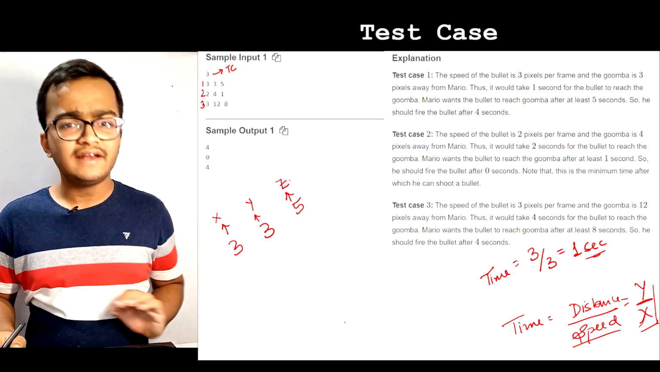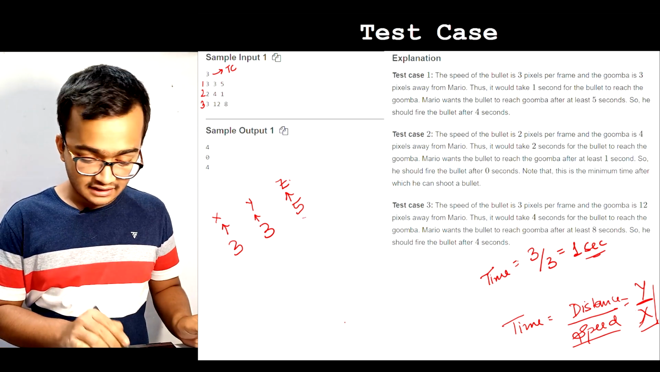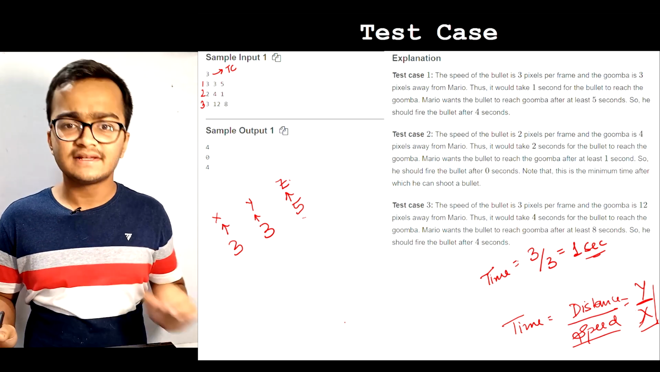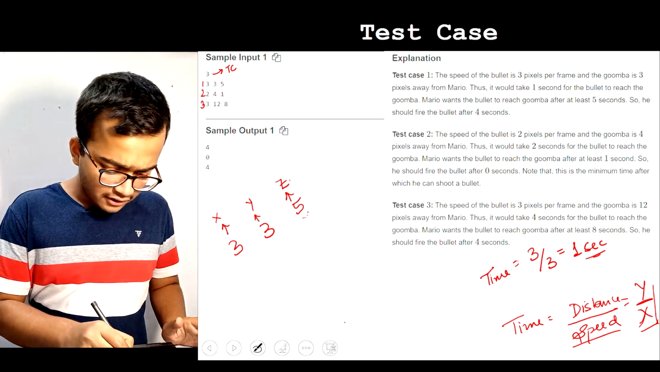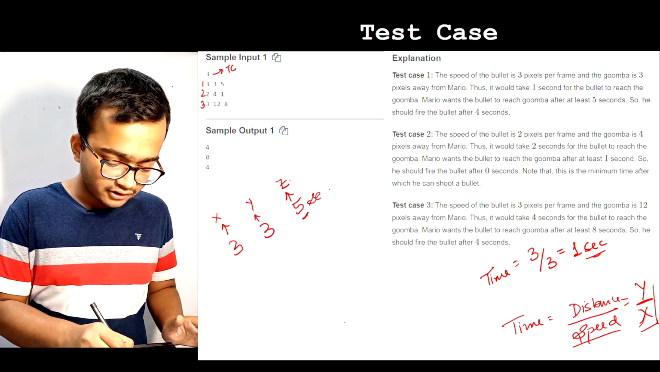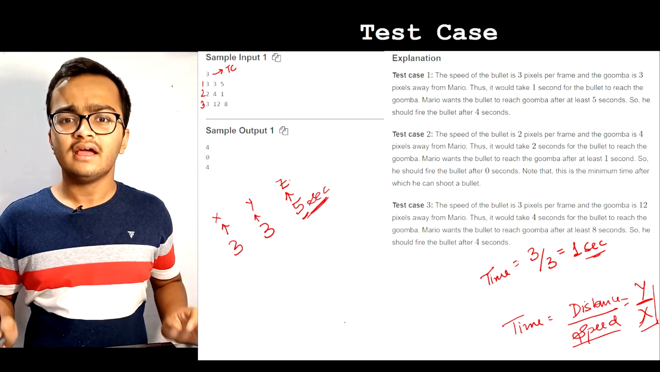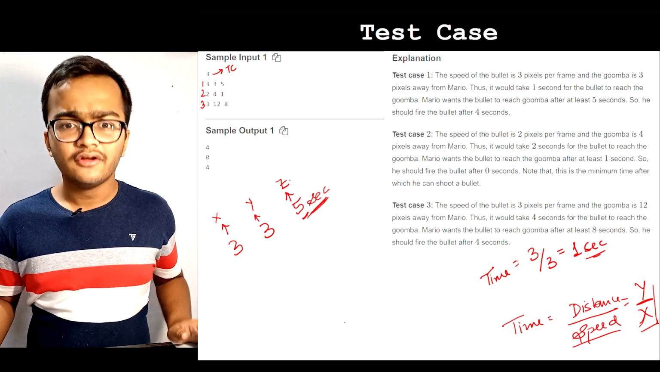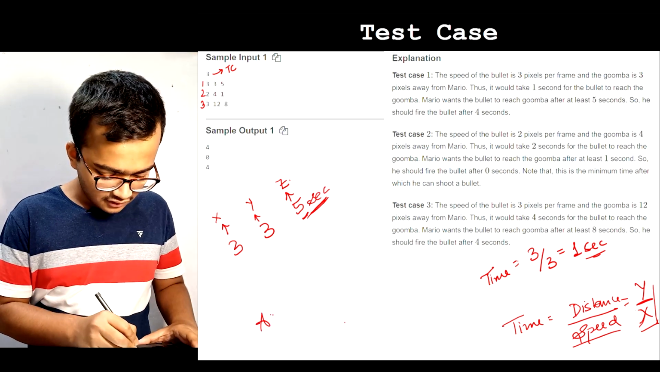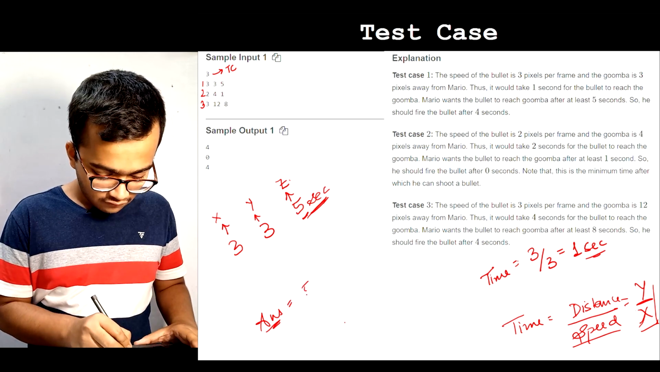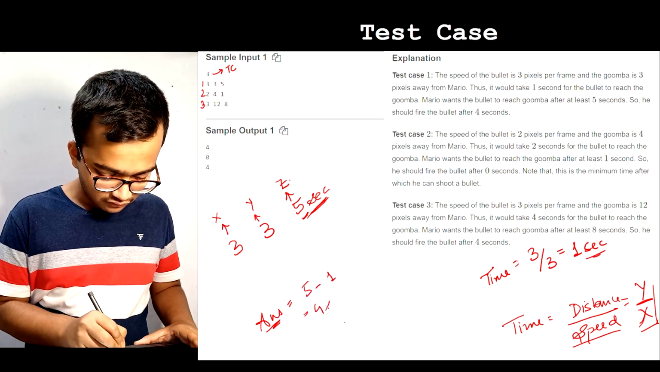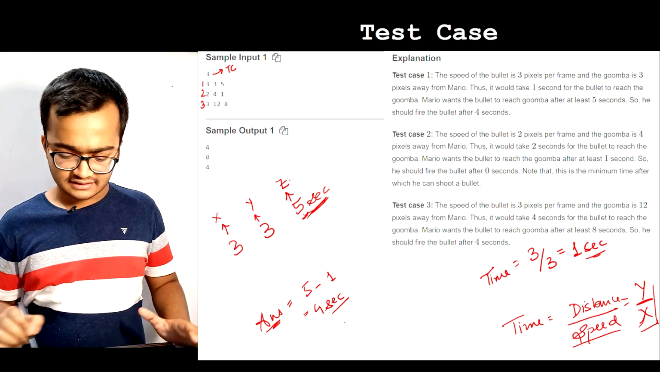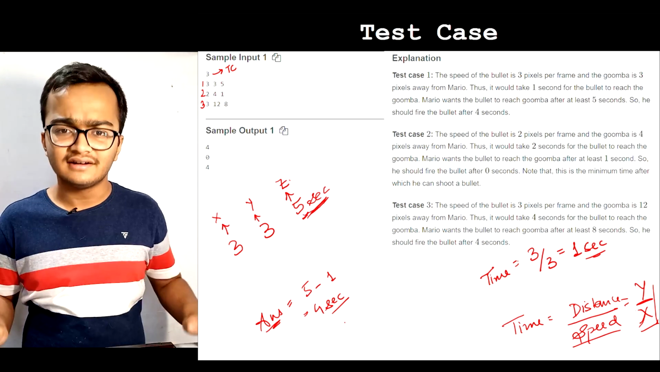Before finding the minimum time, we have to consider that Mario wants the bullet to hit Goomba after 5 seconds, which is z. And how much time does the bullet take to reach Goomba? That is 1 second. So my answer will be equal to 5 minus 1, which gives me 4 seconds. What did I do? I just subtracted the time taken by the bullet to cover the distance from z.